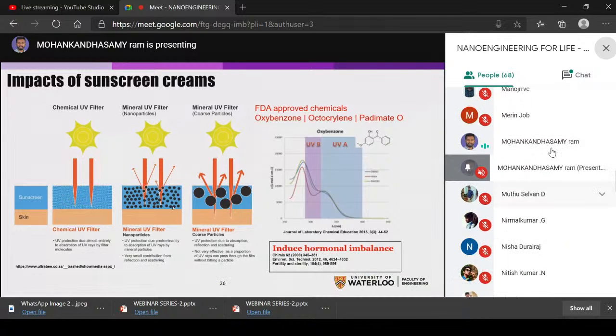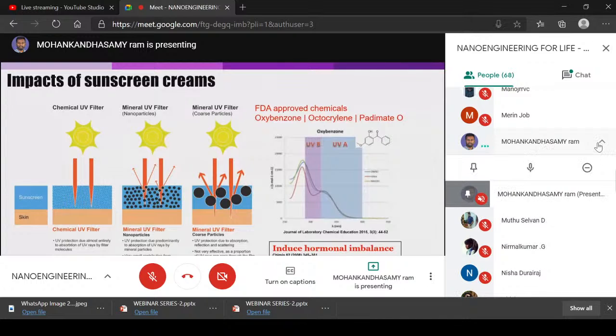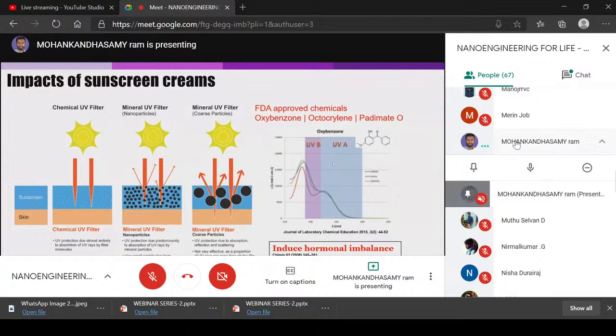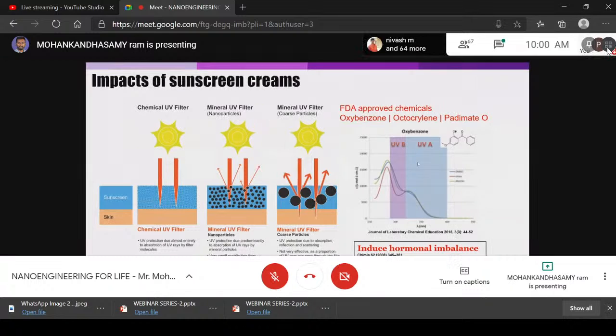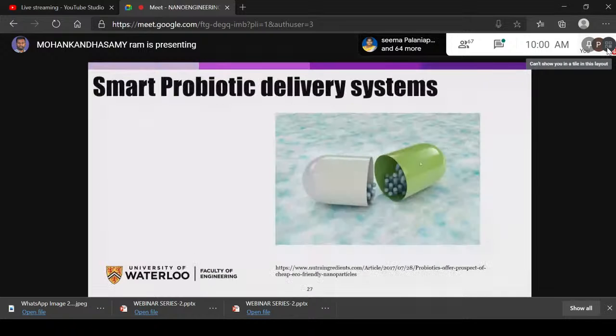Okay, so those UV chemical filters, most of them are oxybenzone. Those are highly effective UV filters, but the problem with oxybenzones is they produce severe hormonal imbalances, especially in women. So that's why at the Waterloo Institute for Nanotechnology, we are developing cellulose nanocrystal as a sustainable nanomaterial. The other part we are developing is a probiotic delivery system.